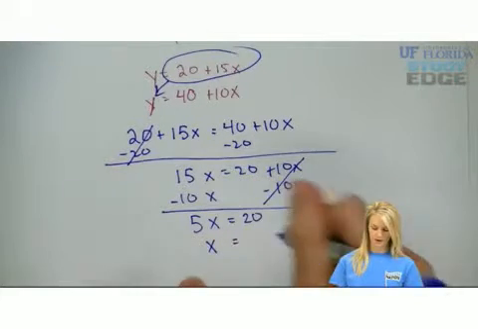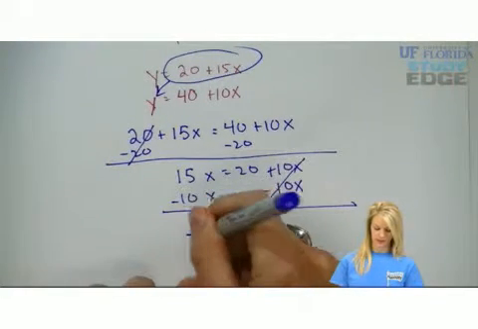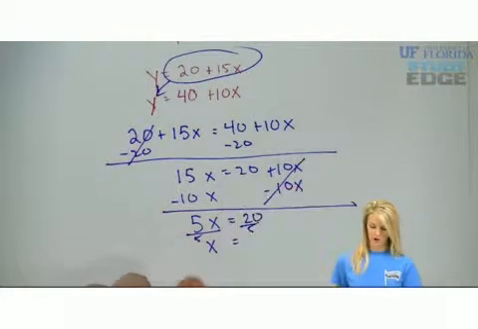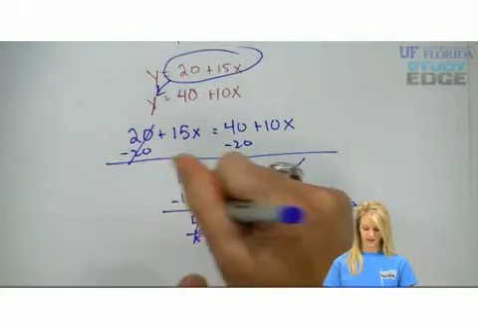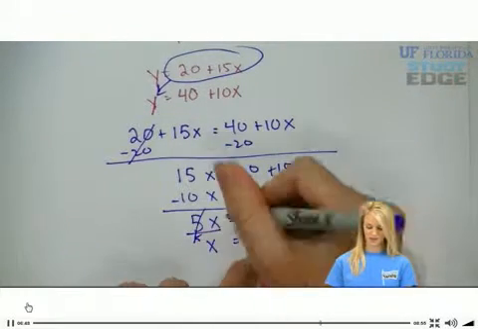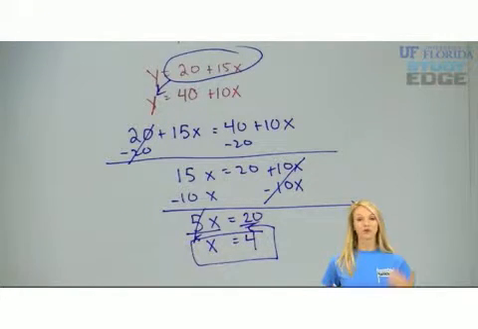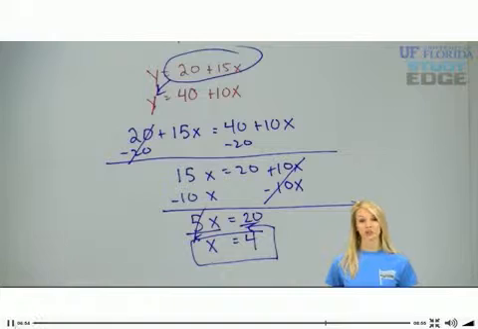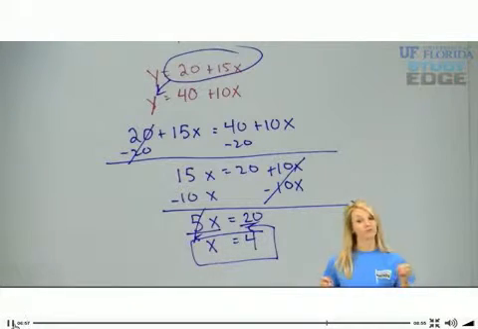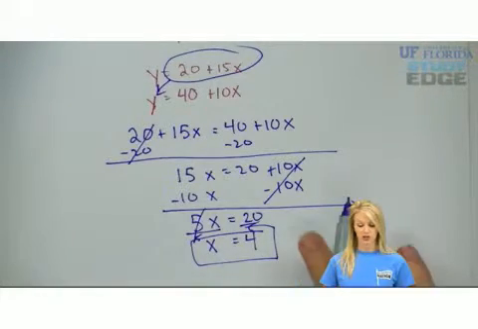x is equal to what? Well, to get x by itself, we just divide by 5. What happens when we divide by 5? Our 5's cancel out, and we get x equals 20 divided by 5. x is equal to 4. So after 4 months, the cost of their memberships is going to be the same. After 4 months, they will have both paid the same amount of money to go to the gym.